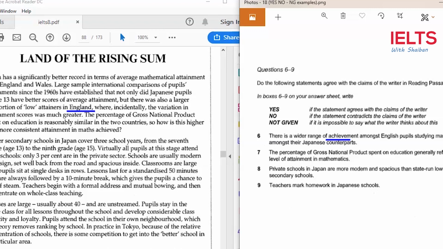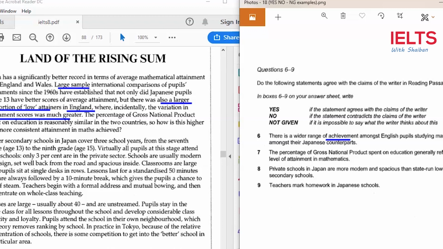And this is the key, so I find it. If I find the key, as I said, the answer is always in the same sentence or maximally the next one. Large sample international comparisons. So the sentence starts from here. Comparison of pupils' attainment since 1960s have established that not only did Japanese pupils at age 13 have better scores of average attainment, but there was also a larger proportion of low attainers in England, where incidentally the variation in attainment scores was much greater.